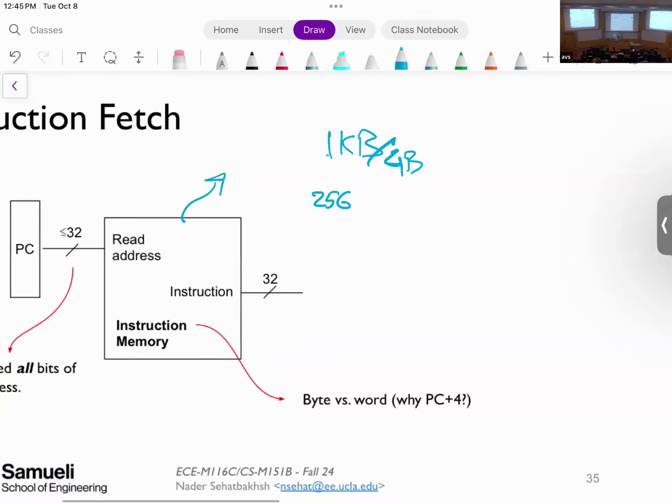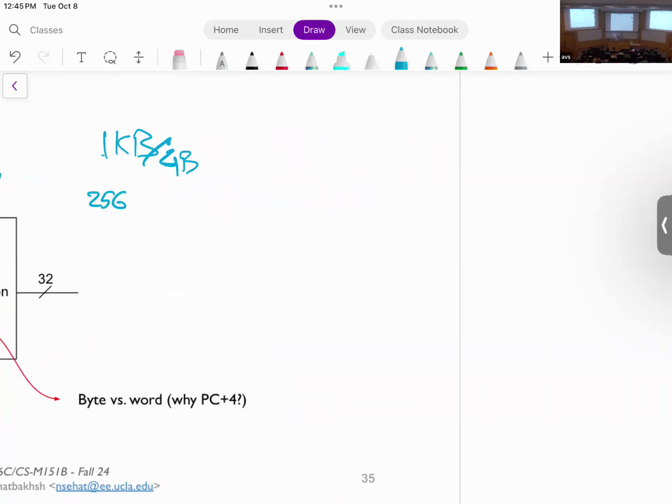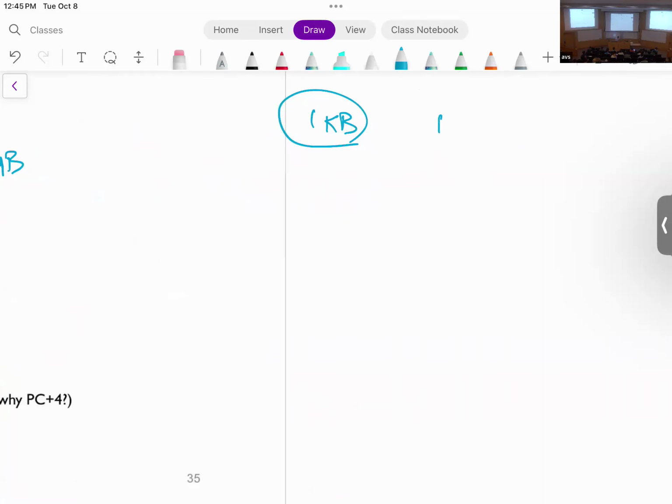So keep in mind, let's go back. We have 1 kilobyte memory, okay? I want to see how many lines I have. The first question is, what's the width? The width is 1 byte. It's not 4 bytes. Don't be mistaken by the fact that we are reading 4 together. So each line is 1 byte.